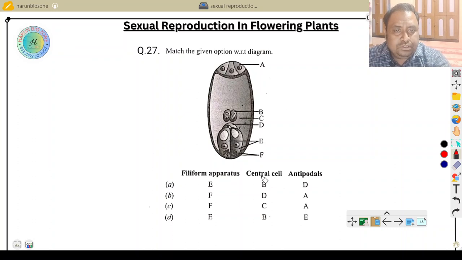Number two, central cell. This is the polar nucleus, and the region where the polar nuclei are present is called the central cell. The cell on the opposite side from the filiform apparatus is called the antipodal cell. So here the correct answer is filiform apparatus, then C central cell and A antipodal cell. C is the correct answer.